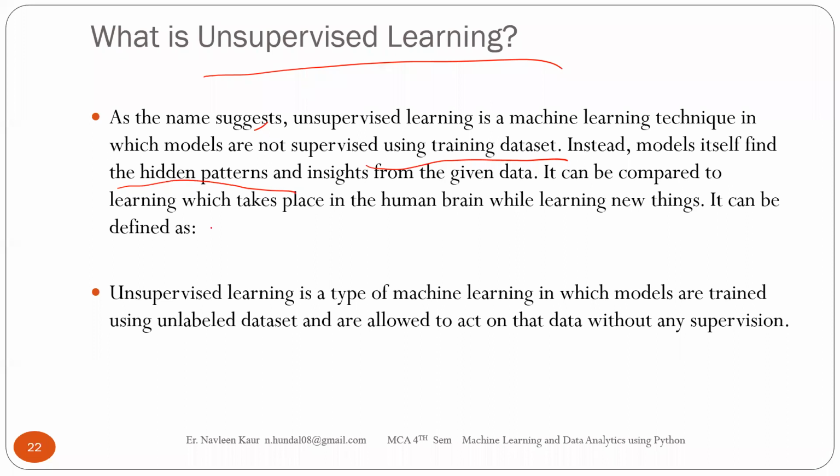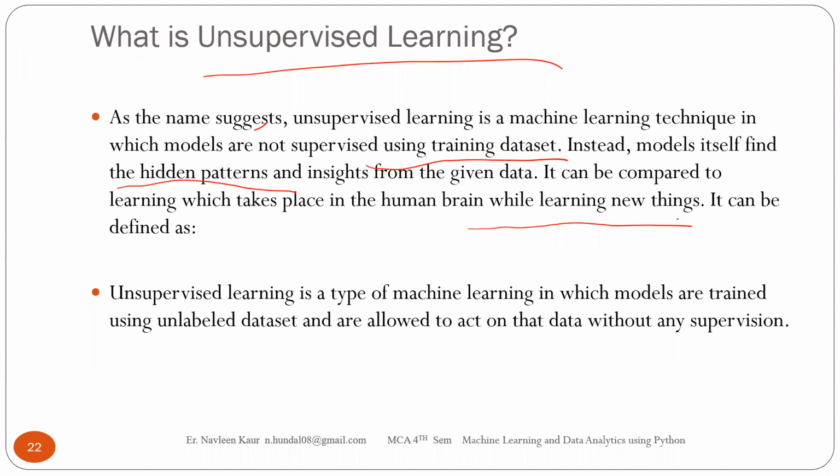So it can be compared to learning, which takes place in the human brain while learning new things. Whenever we are learning new things, if your teacher is telling you, okay, this is the idea, this is the logic, then you are well aware. But when you are learning on your own without a teacher, you are always confused. You think that maybe this formula is working or maybe that formula is working. After applying the formula on one example, you will become sure, okay, yes. So you are using your own brain without the help of the teacher.